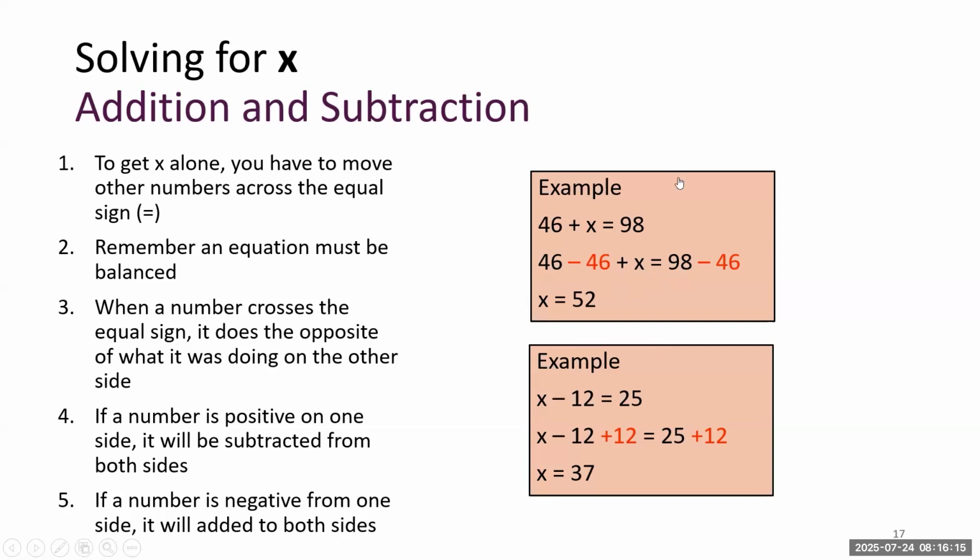If you want to ever check your algebra, you can take your answer here at the bottom, X is 52, and just plug it right back into the top of the equation. So you could type into your calculator 46 plus 52, and you should get an answer of 98, and that tells you that you solved for X correctly. Here's another example down below with a negative. So X minus 12 equals 25. So in this example, the number that we're trying to get off the X side of the equation is 12, right? We want to isolate it, get it over to the other side of the equation.